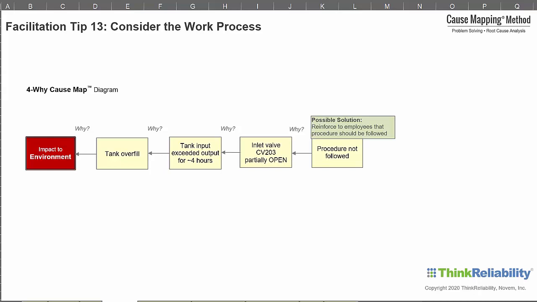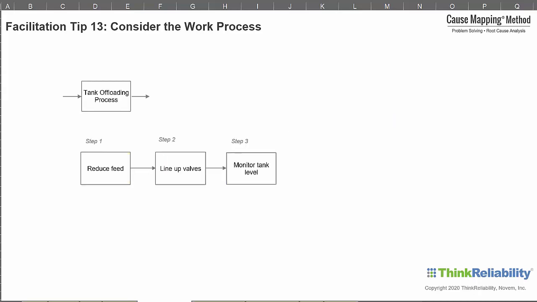So I see over and over again clients want to say, well, there's a procedure for that, and we need to reinforce to the employees that they need to be following that procedure. So rather than ending at procedure not followed, I want to take a look at that process.